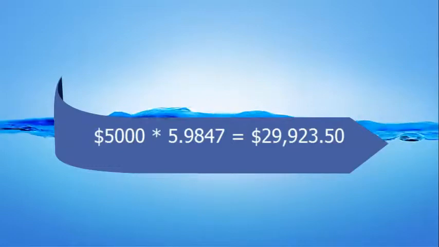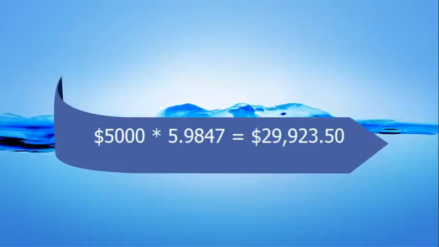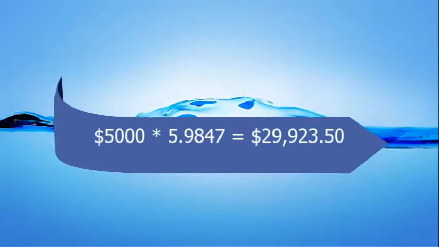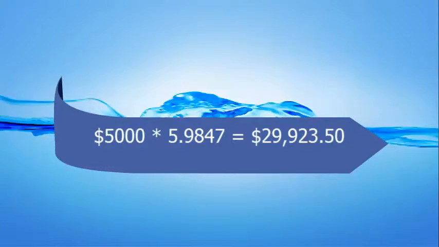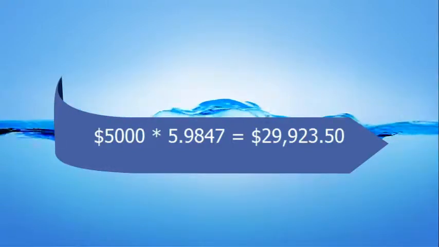You then multiply the payment by your found value, $5,000 times 5.9847, which is $29,923.50, and that is your answer.